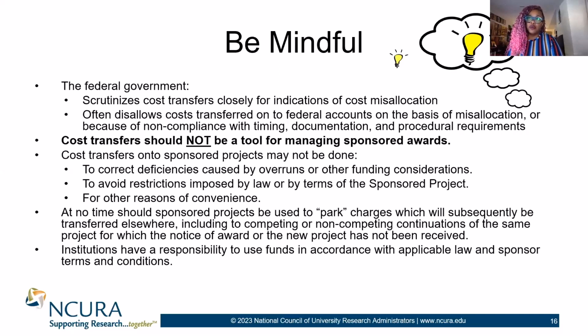The federal government looks at cost transfers. They want to see the frequency, they want to see the amounts, and they want to understand the whys behind those. And they're looking for lack of internal controls. We call it cost misallocation.